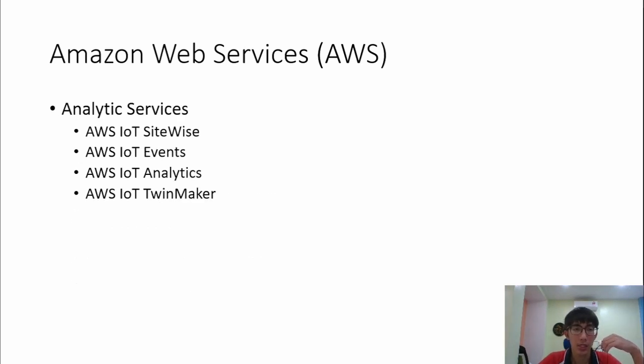And 3. Analytic services, which consists of AWS IoT SiteWise to collect and analyze industrial equipment data, AWS IoT Events to respond to certain IoT events, AWS IoT Analytics for analytics, and finally AWS IoT TwinMaker to create a digital copy of a real-world IoT system for a better view.